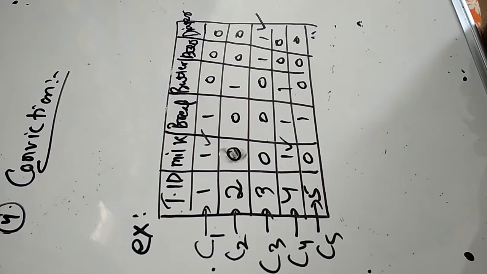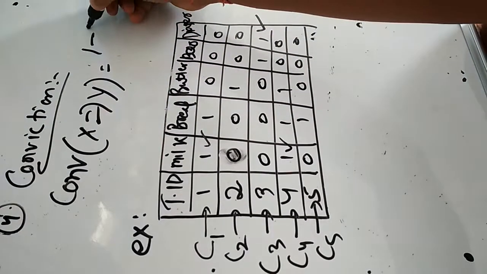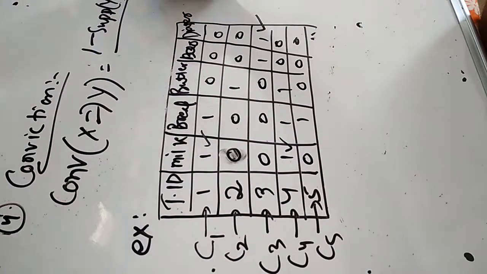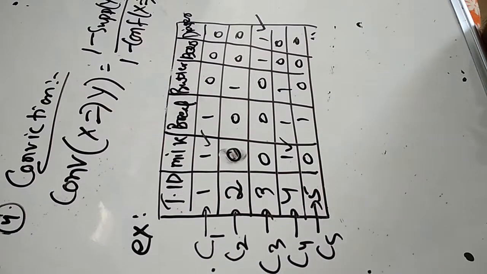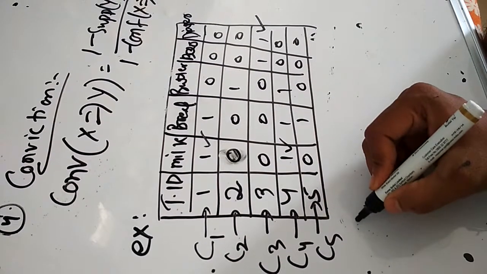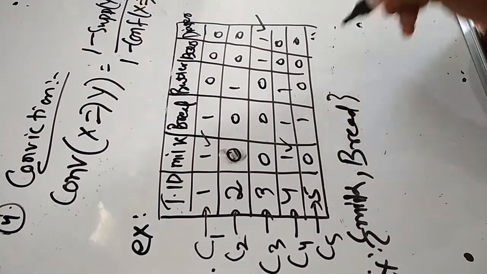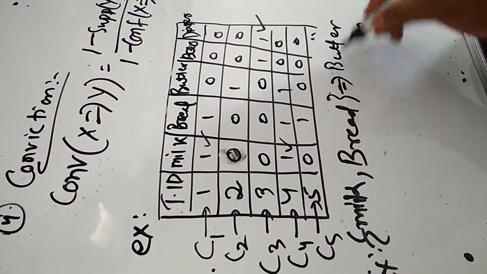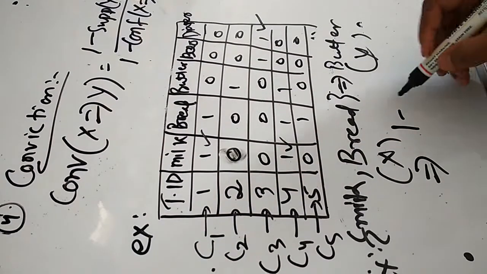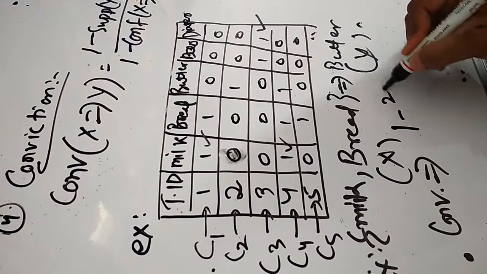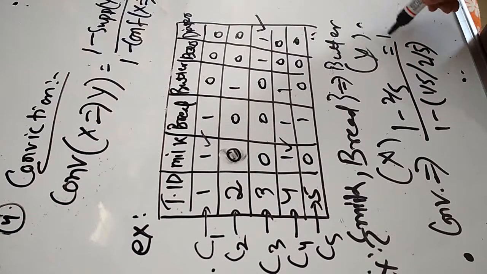So what is conviction? Conviction can be represented as CONV(x on y) is equal to 1 minus support of y, divided by 1 minus confidence of x on y. This is very easy because we can find support, and we can find confidence also. For example, milk and bread implies butter, so milk, bread is the x part and butter is the y part. Then conviction can be calculated as 1 minus 2 by 5, divided by 1 minus 1 by 5 by 2 by 5. The answer may be 1.2, you can check it.